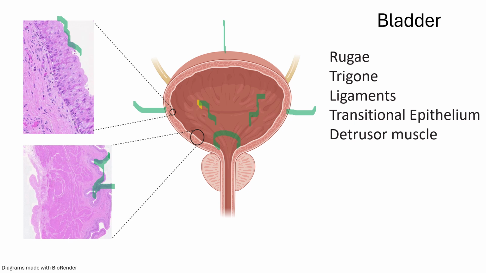Beneath this epithelial layer is the detrusor muscle, which is the major smooth muscle of the bladder. It is responsible for bladder contraction and urine expulsion, and the detrusor muscle is controlled involuntarily.